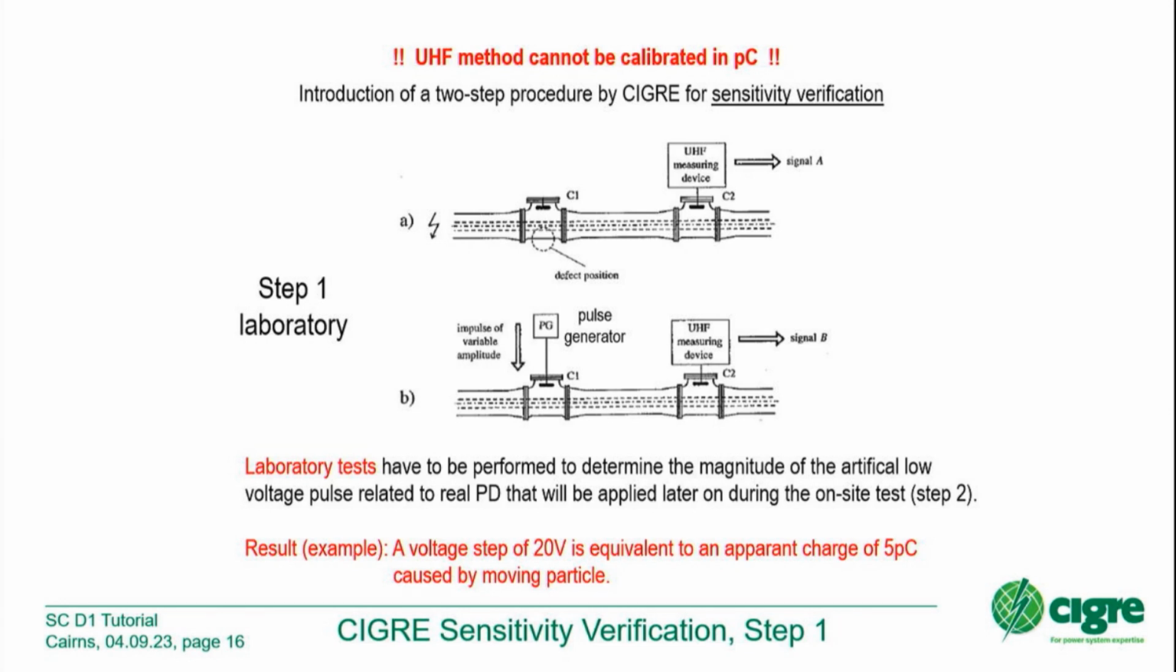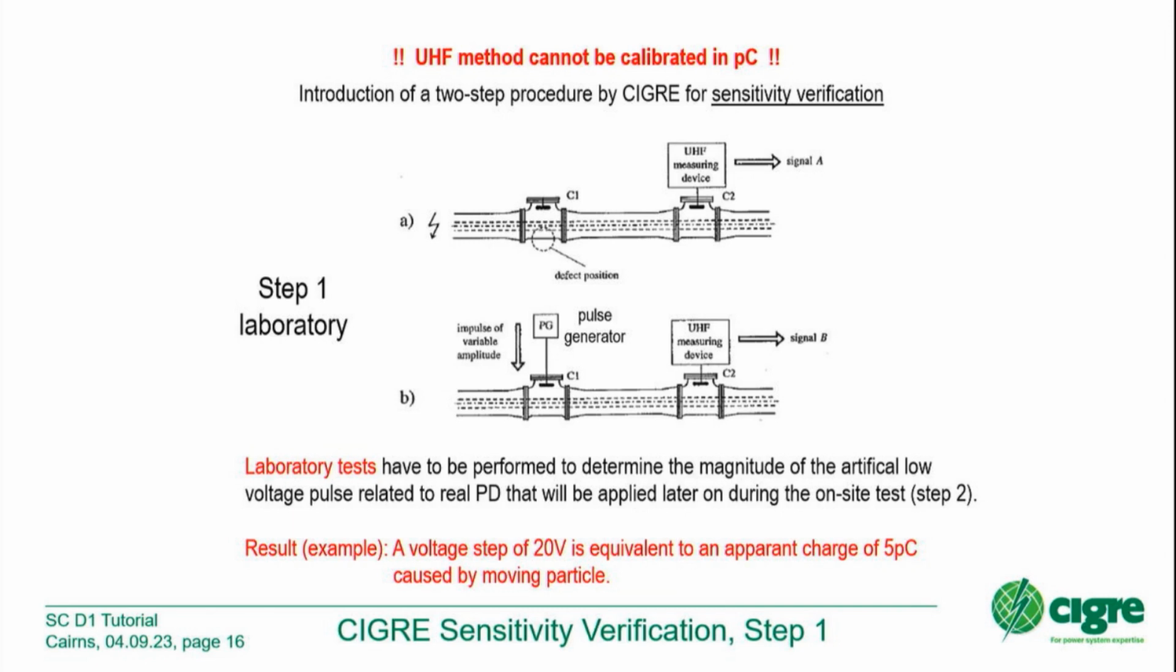And then we have a reading on the UHF measuring device, magnitude. 5 pC, moving particle: we have the 5 pC on the PD instrument according to IEC 60270, and we have the reading at the UHF device. Whatever it means, we have a reading. And now, this is also important, the next step is to inject an artificial signal by a pulse generator, which gives us on the UHF device the same reading.